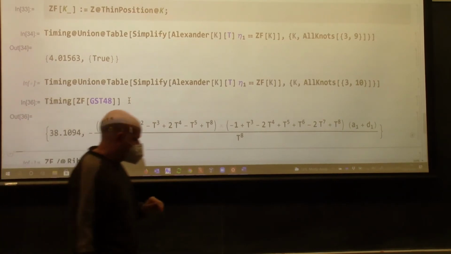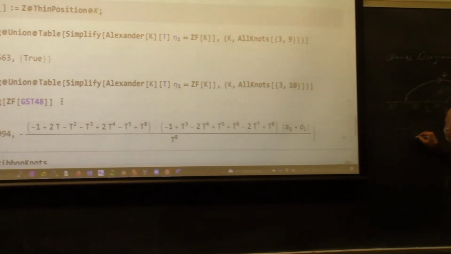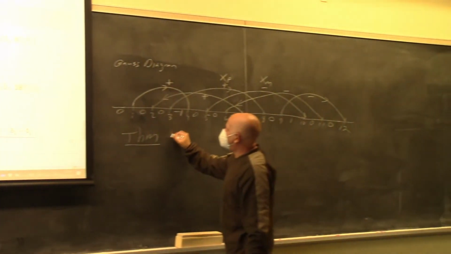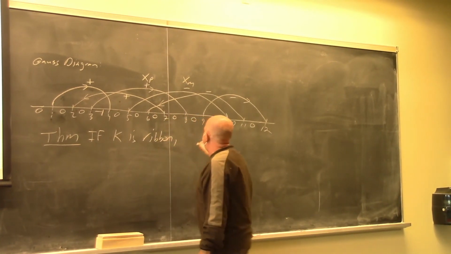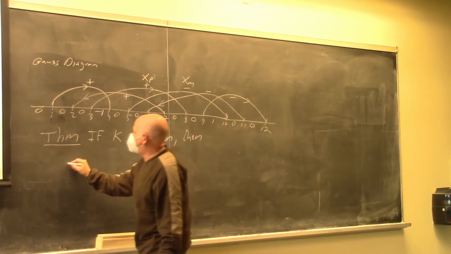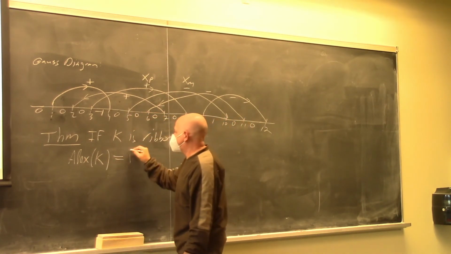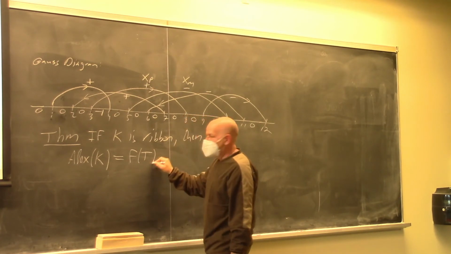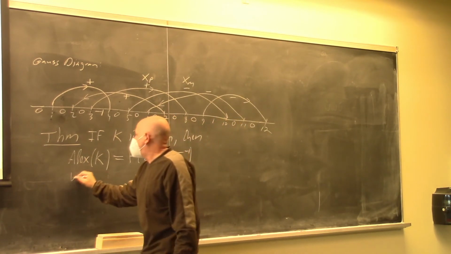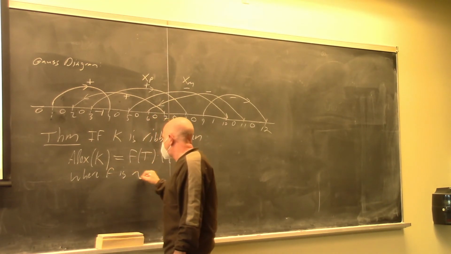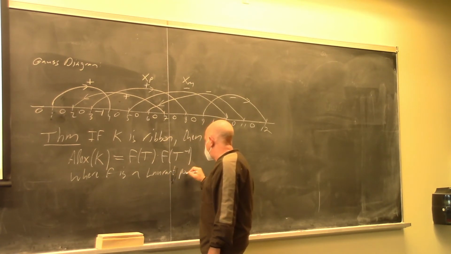Okay? So this is a theorem that we will see later. Theorem: if K is ribbon, then the Alexander polynomial of K can be written as some polynomial f of t multiplied by the same polynomial at t inverse, where f is, I think it needs to be, a Laurent polynomial.